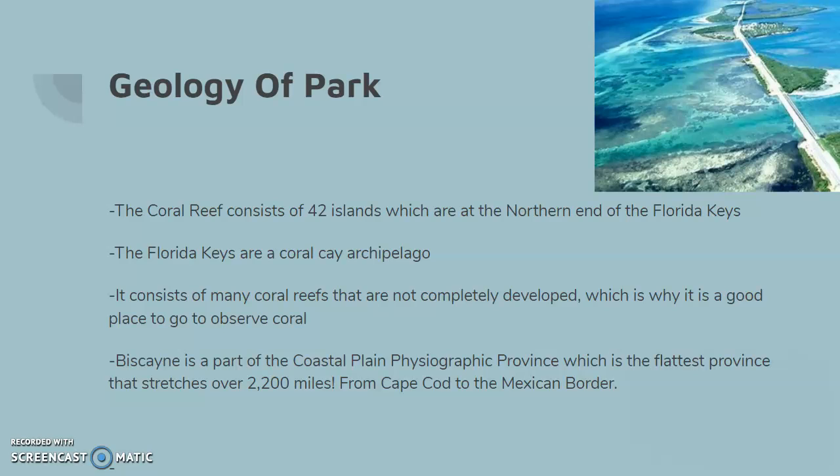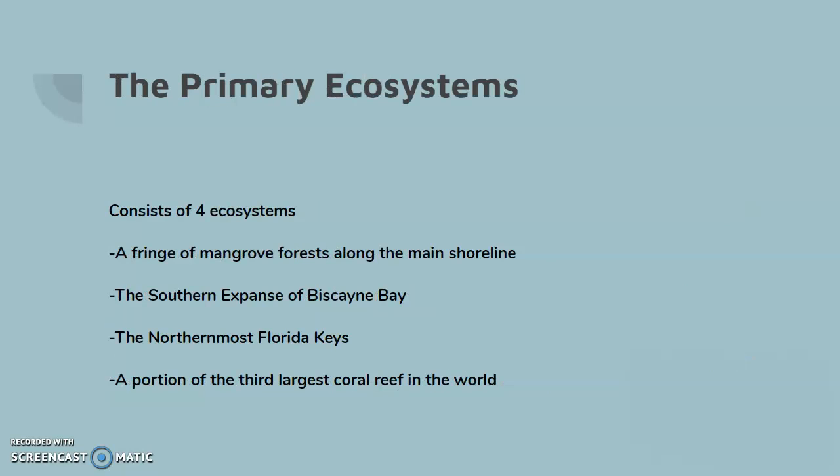go to observe coral. Biscayne is a part of the coastal plain physiographic province, which is the flattest province that stretches over 2,200 miles, from Cape Cod to the Mexican border. And the photo is just of the Florida Keys. I don't believe it is all of the Florida Keys because it stretches for so long, but just an example of what it looks like.